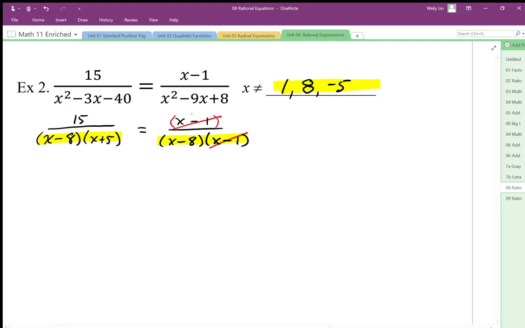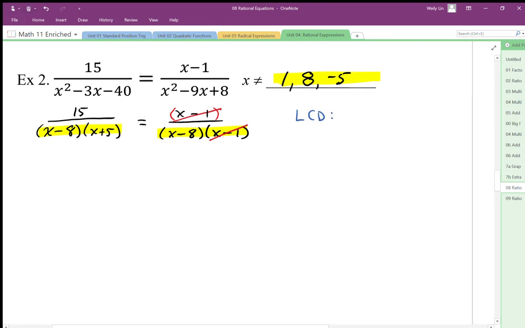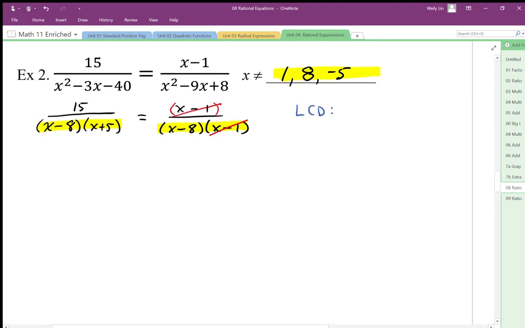yourself. So before you solve, and just the same with adding and subtracting, before you add and subtract fractions, you should see if you can simplify the fraction. Okay? If you have common factors that cancel out. So now when I state the lowest common denominator, instead of having 3 factors, we have 2 because we share an x minus 8. We have an x plus 5, so the lowest common denominator is just x minus 8, x plus 5. Okay, so there's my lowest common denominator.